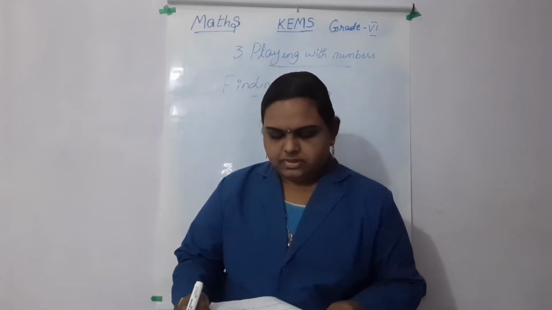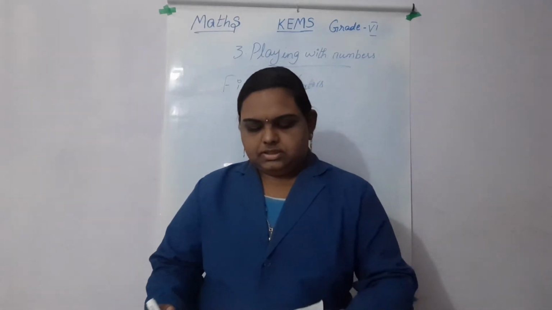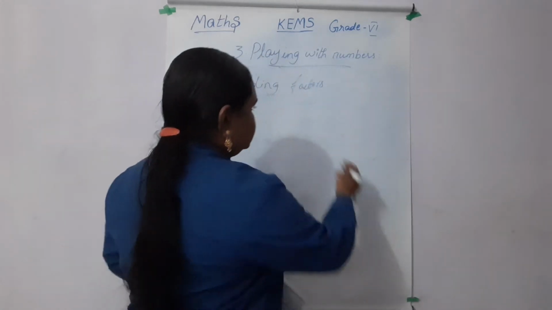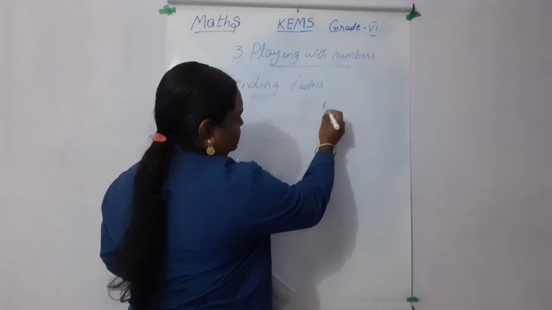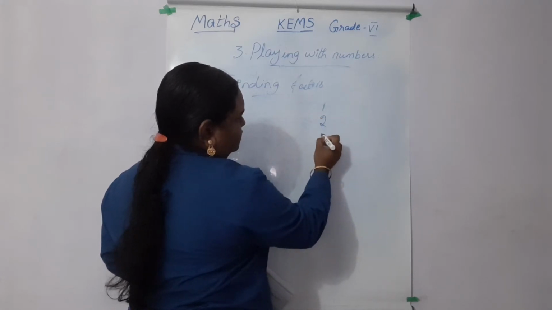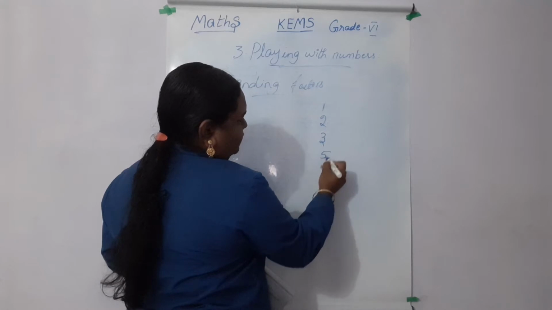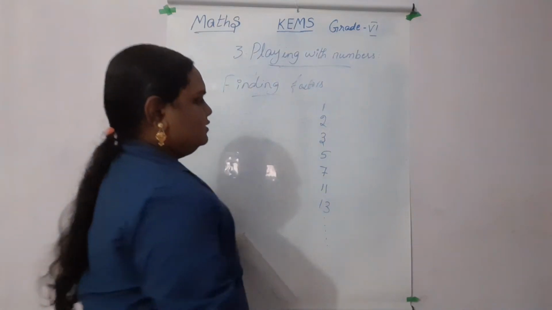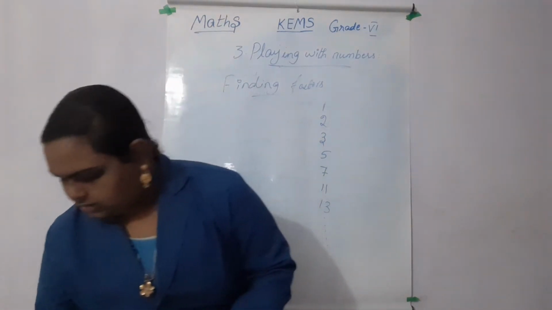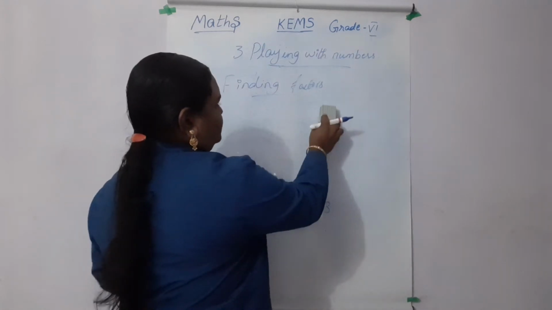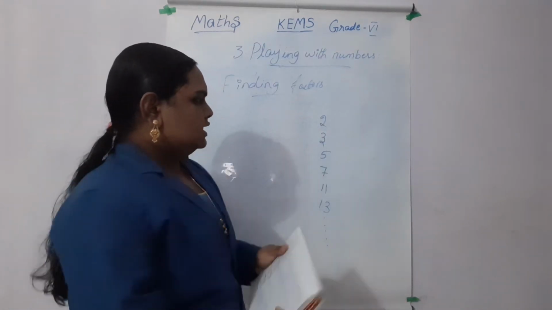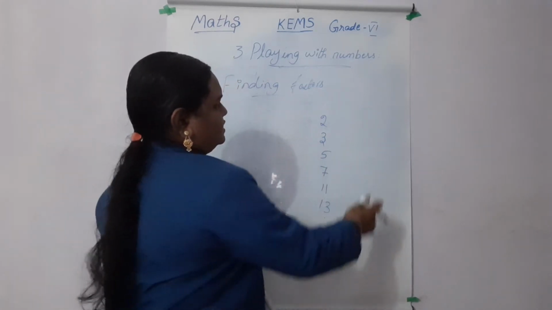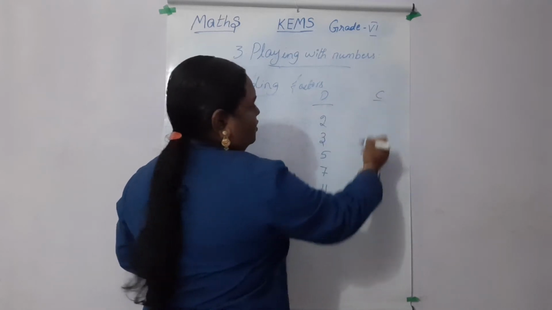Now, next we are going to learn what prime numbers and composite numbers are. Differentiation of prime numbers: prime numbers are 2, 3, 5, 7, 11, 13, etc. These are the prime numbers. Okay, 1 is not a prime number nor a composite number. So we can just take 2, 3, 5, 7, 11, 13, etc. These are the prime numbers.